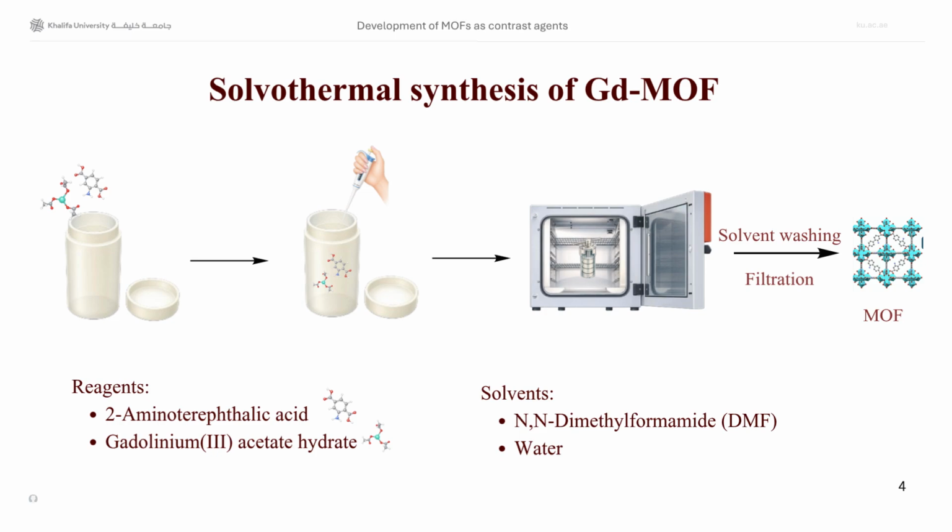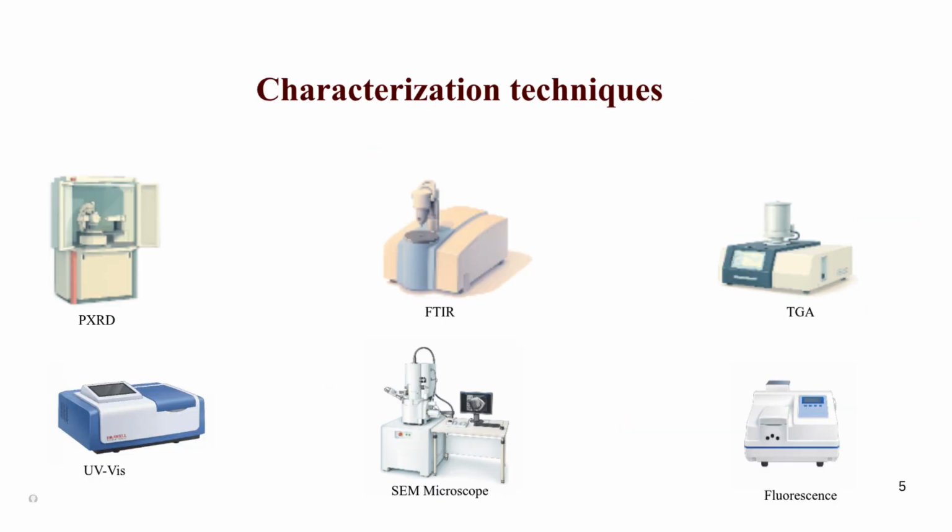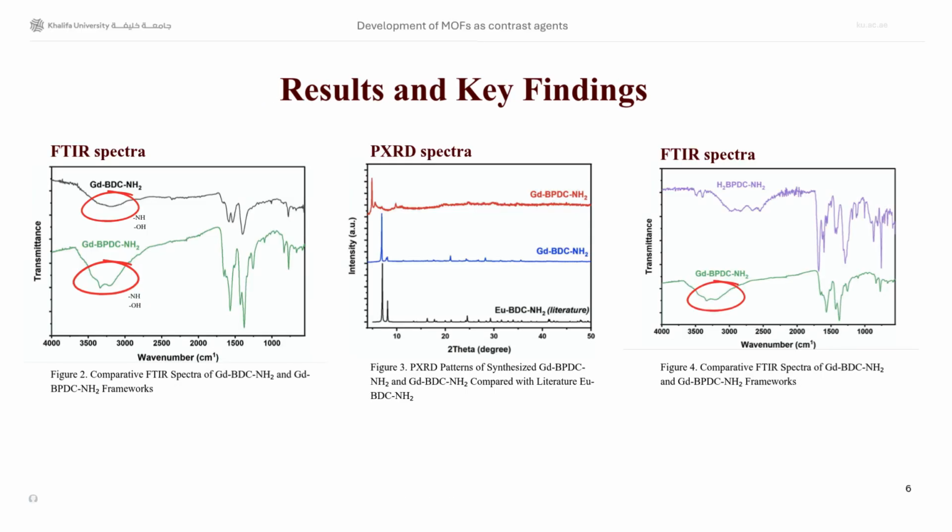After washing, the samples were dried and then characterized using several analytical techniques. Each technique gives different information about the material. XRD provides structural and crystallinity information. FTIR confirms chemical bonding. UV-vis and fluorescence study optical properties. SEM studies morphology, and TGA evaluates thermal stability. FTIR here is used to characterize the functional groups.